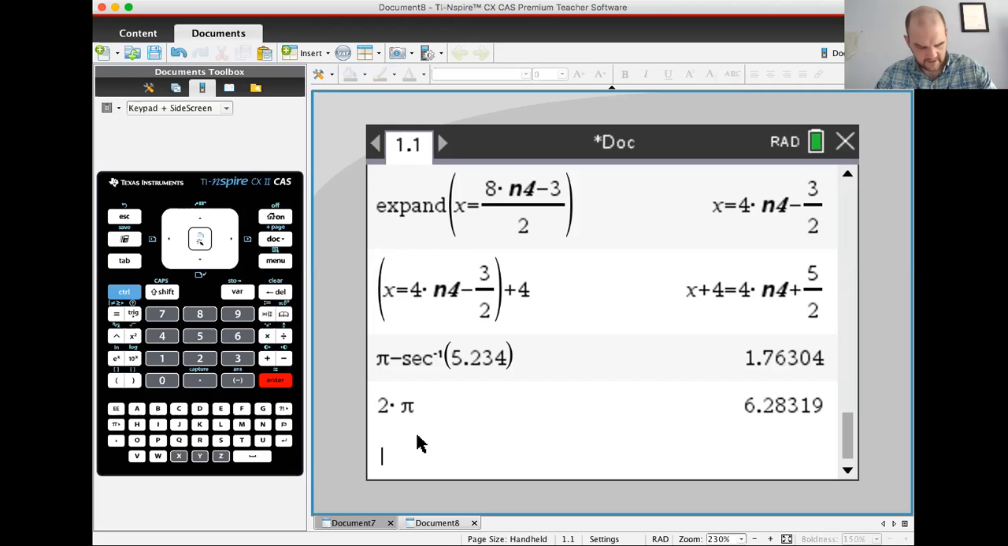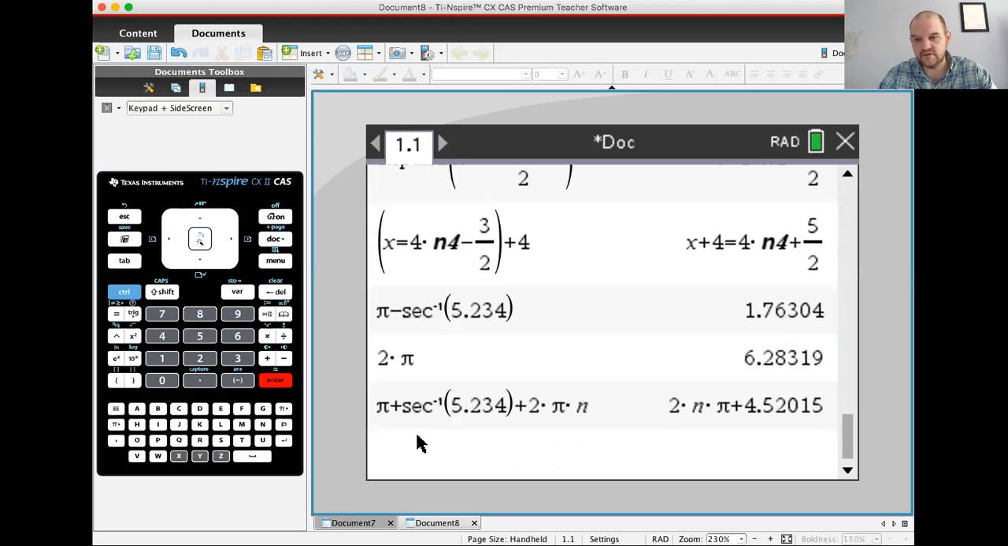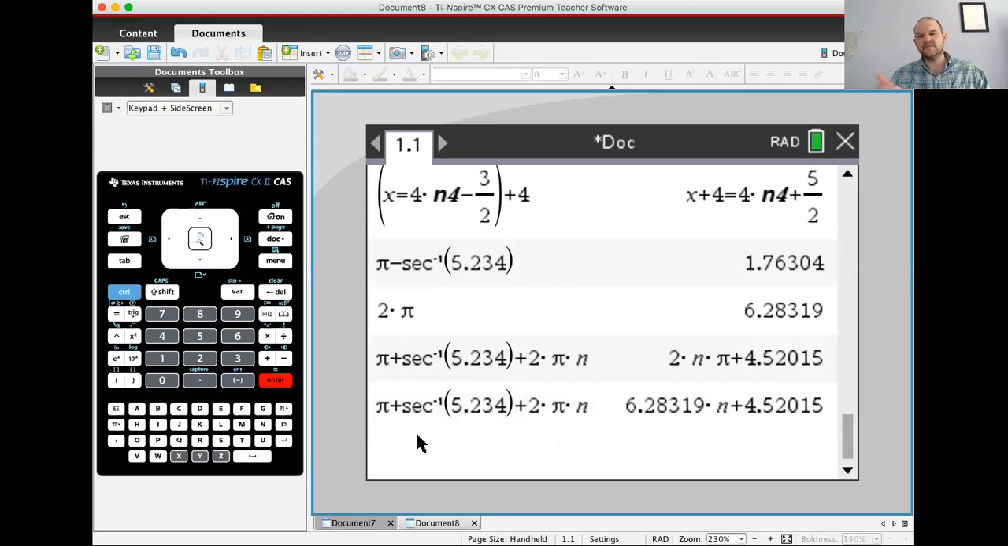So I'm going to say it's pi plus, so I can just do it right here. You can actually do it in one shot, plus, and then you can do plus 2 pi. Just make sure you say plus 2 pi times n, and then the calculator will do the work for you, right? Oh, give me a decimal. So I get 4.520. So I'm going to write that.